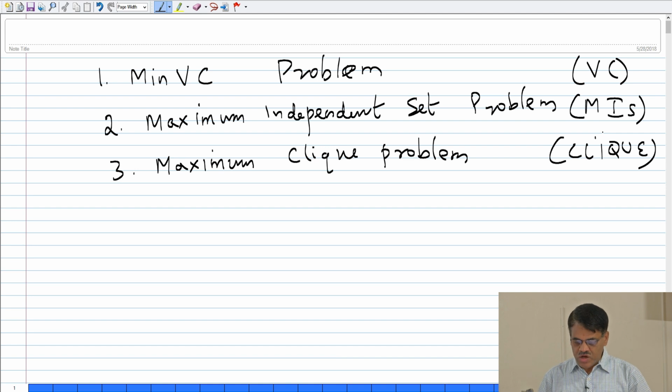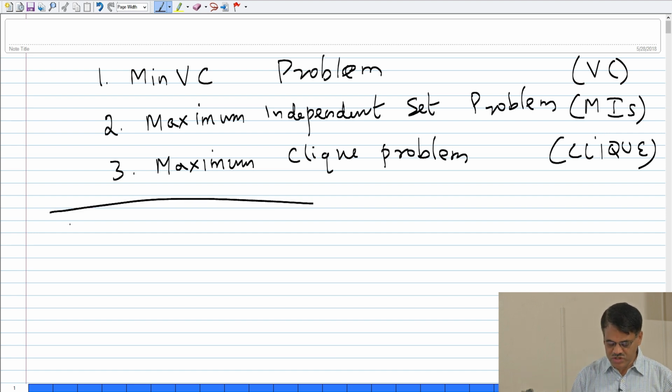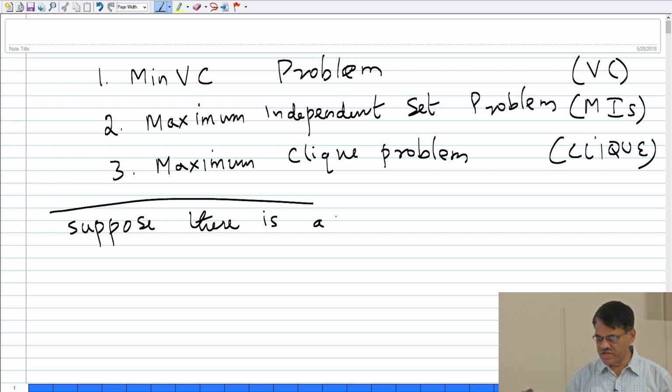Exponential time. So now what I want to say is that somehow these three problems are related in the following sense. If somebody gives me a polynomial time algorithm for any one of them, I will immediately get a polynomial time algorithm for all of them. This is the kind of connection between problems we want to explore. Let's see why. This is actually very easy to see. So suppose there is a poly time algorithm.